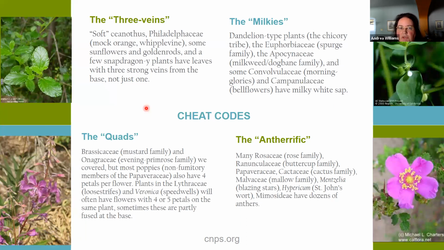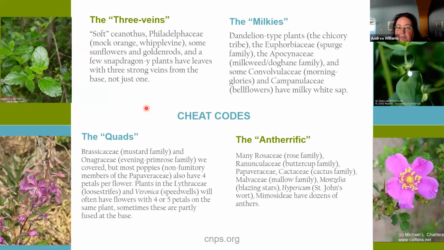The Philadelphaceae, which includes everything from mock oranges to whipple vines, or Western modesty, they'll also be 3-veined from the base. And then a lot of the sunflowers and goldenrods will have this feature as well. So if you're wondering about a plant in the Asteraceae, you see that really strong 3-vein from the base, you know it might be in that tribe. There are also a couple of snapdragon-y plants, so plants that used to be in with the figworts, now in the Plantaginaceae, I think. No, I think they stayed with the figworts. Anyway, doesn't matter. They'll have leaves with 3 strong veins from the base. So if that's not apparent in the photos, you can call it out in the notes, and that might help somebody with identification.